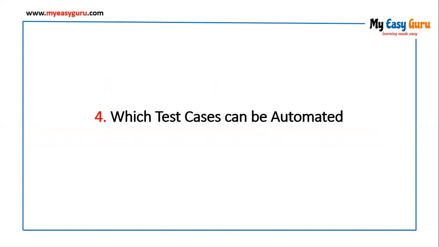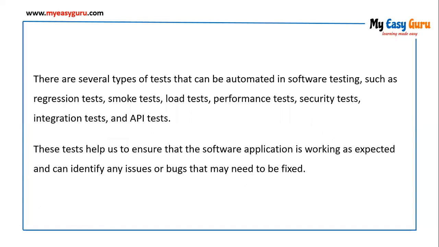Our next question is, which test cases can be automated? So as we discussed, there are different automation tools available. Now let's understand which type of test cases we can perform under automation testing. There are several types of tests that can be automated, such as regression testing, smoke testing, load testing, performance testing, security testing, integration testing, and API testing. These tests help us to ensure that the software application is working as expected and can identify any issues or bugs that may need to be fixed. Now let's move forward to our next question.